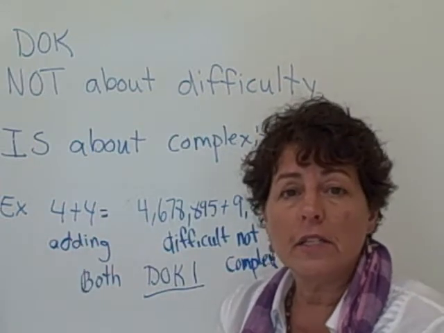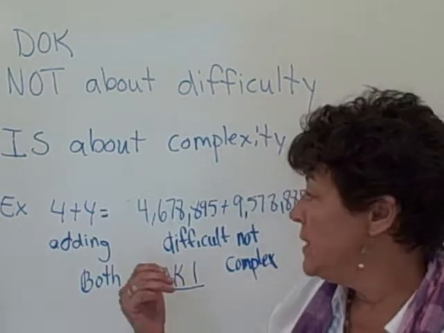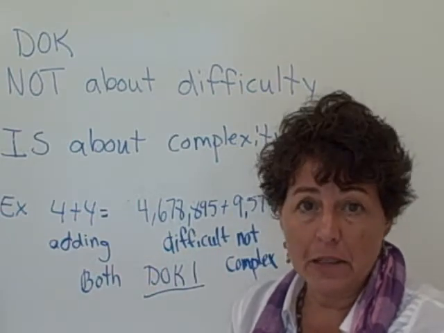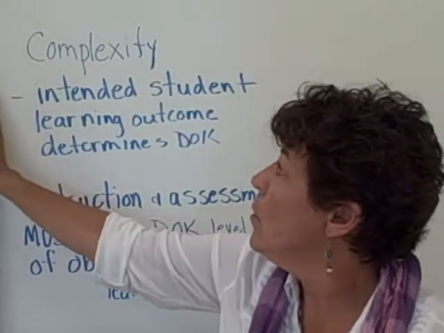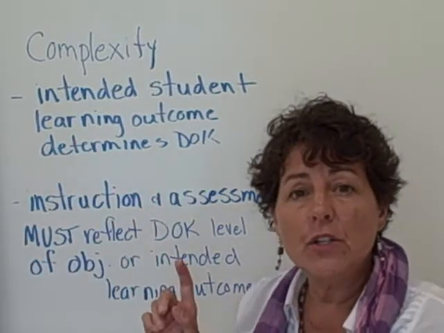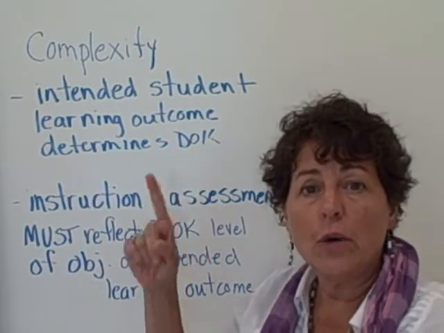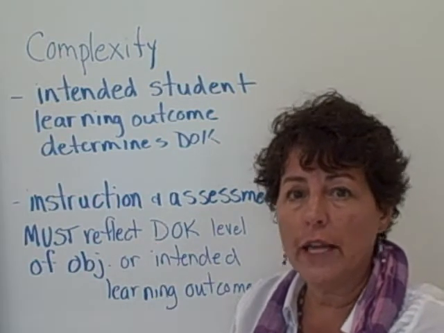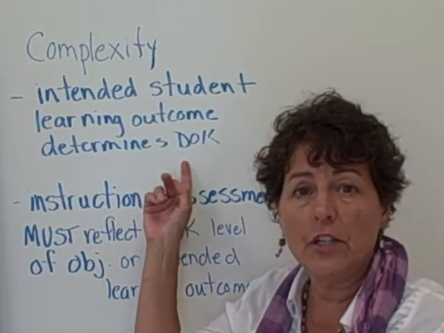An example for math is the same thing. If you are adding 2 numbers, that's depth of knowledge 1. You go on to add 2 numbers that are larger, it is more difficult, but it is not complex. When we're looking at complexity, we need to remember that the intended student learning outcome determines the depth of knowledge. So whatever you want the student to know at the end of your lesson, the week, the unit, on the test, that's going to determine their depth of knowledge.